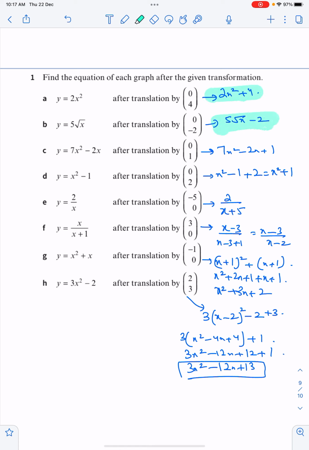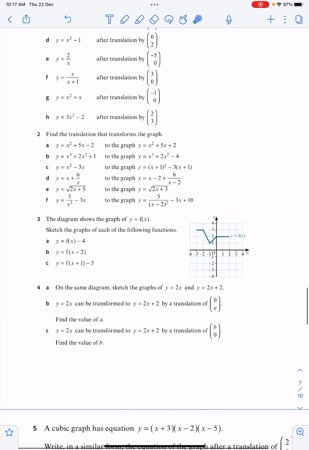Okay, so I've written all the final answers of all the graphs here. If it's just a vertical movement in the graph, you just have to add the vertical component to it. But if it's a horizontal movement, if it's a negative 5, you have to write x plus 5 in place of x. If it's a positive 3, then obviously you have to write x minus 3 in place of x, likewise. Moving on to question number 2.